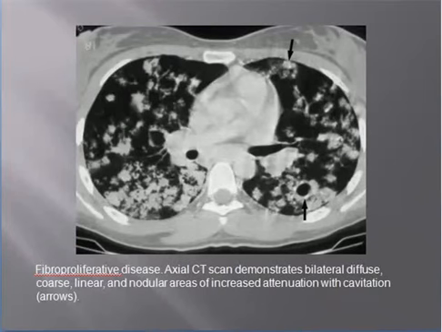Another picture, CT scan, axial view. This is a fibroproliferative disease. Axial CT scan demonstrates bilateral, diffuse, coarse, linear and nodular areas of increased attenuation and cavitations depicted by the arrows.